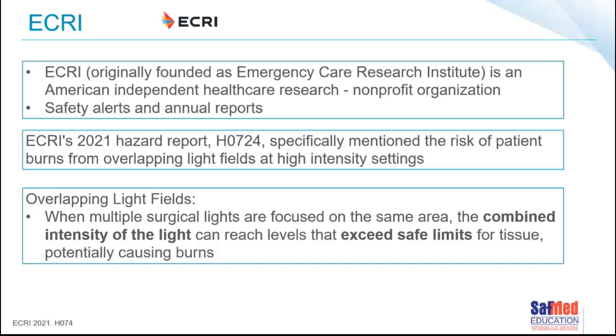In their 2021 hazard report, report number H0724, they specifically mention the risk of patient burns from overlapping light fields at high intensities. Overlapping light fields, of course, is when multiple surgical lights are focused on the same area, and the combined intensity of the light reaches those levels that exceed safe limits for tissues, potentially causing damage and causing burns.